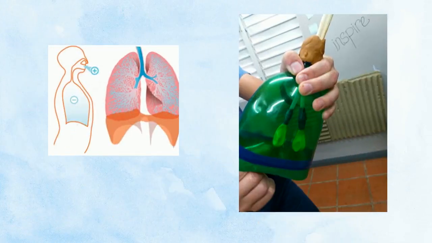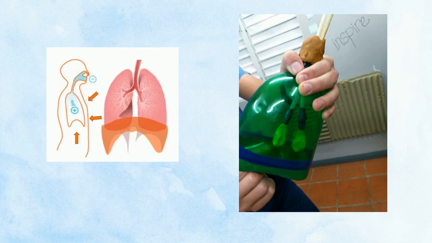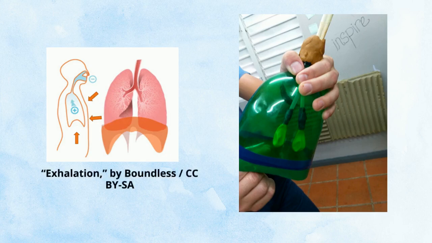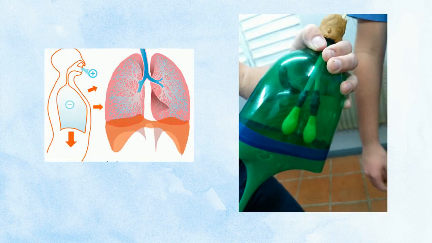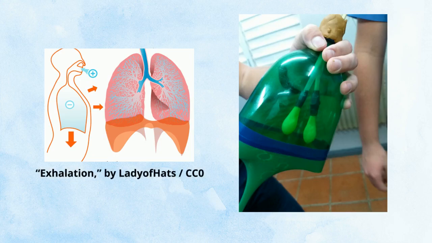For you to breathe out, the thoracic cavity must contract. This increases the pressure inside the cavity and thus causes air to be forced out of the lungs. For you to breathe in, the thoracic cavity must expand. This decreases the pressure inside the cavity and thereby causes air to rush into the lungs.